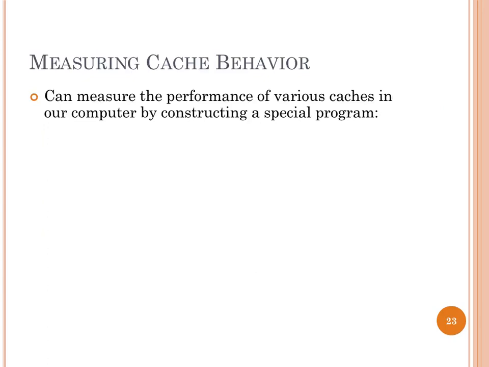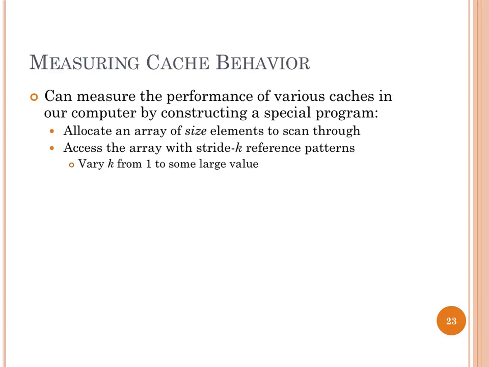Okay? So let's think about what kind of program we could write to measure cache performance. Let's have the program allocate a chunk of memory of size elements. You could say that this is going to be size bytes, but we can also say it's size words, whatever the element size. Because remember that typically we care about stride at the level of the word size. So we allocate an array of size elements to scan through, and then we access the array with stride k reference patterns. Maybe we grab 10 kilobytes, and then we do stride 1, and then stride 2, and stride 3. And then we allocate 20 kilobytes, and we do stride 1, stride 2, and stride 3, all the way up, and so forth.